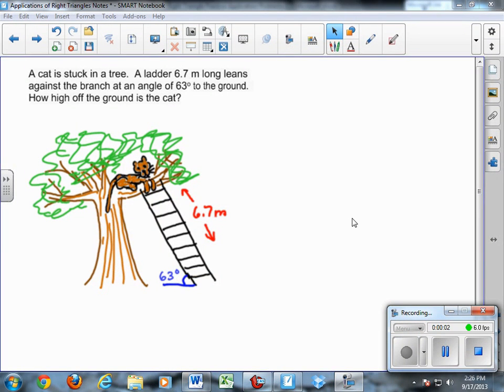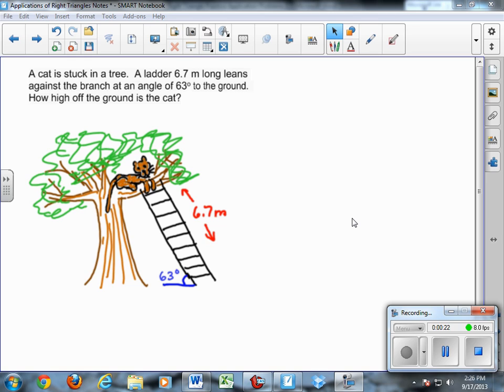This video accompanies the Right Triangle Trig Application Practice Problems worksheet, and I'm going to talk you through the problems and how to set them up. So at any point when you think, oh, I know how to do the rest of the problem, pause the video and finish the problem yourself. It'll be better practice for you.